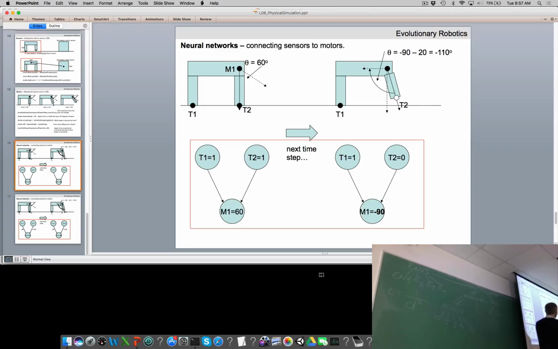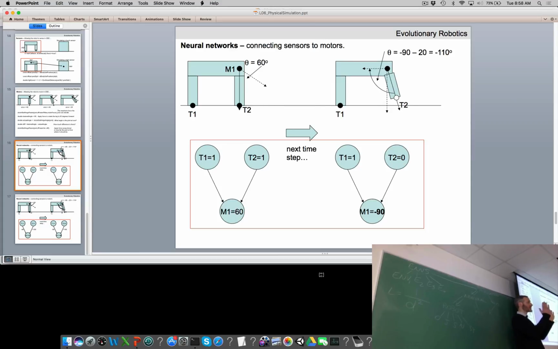The motor receives a desired angle of 60, and as we just saw on the previous slide, the leg starts to accelerate forward. The moment the leg accelerates forward, the leg leaves the ground, which means T2 stops firing. So at the next time step, the input, the sensor neurons in our neural network are 1 and 0, right? The robot has moved, and the moment that it's moved, there's been a change in the sensors. And let's continue to assume in this cartoon example here that now, because the input is 1 and 0, the motor neuron outputs a desired angle of minus 90.